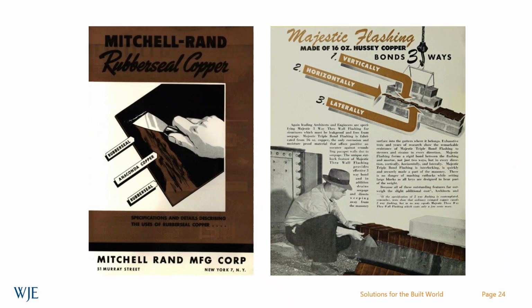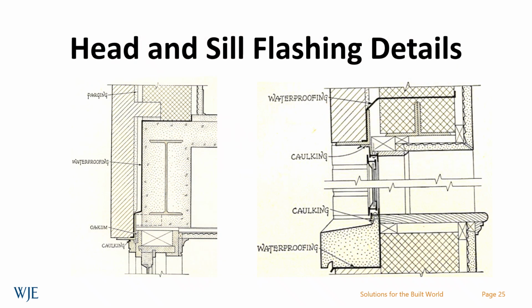Here you see some examples of some of the advertising for flashing materials that were common during this time period. This is an example of flashing details that were used during this time period, in which the flashings, if you'll notice at the head of the window, extend down the vertical leg of the angle, but do not extend out past the horizontal leg and only slightly extend onto it, resulting in corrosion of the unprotected steel in these types of situations.